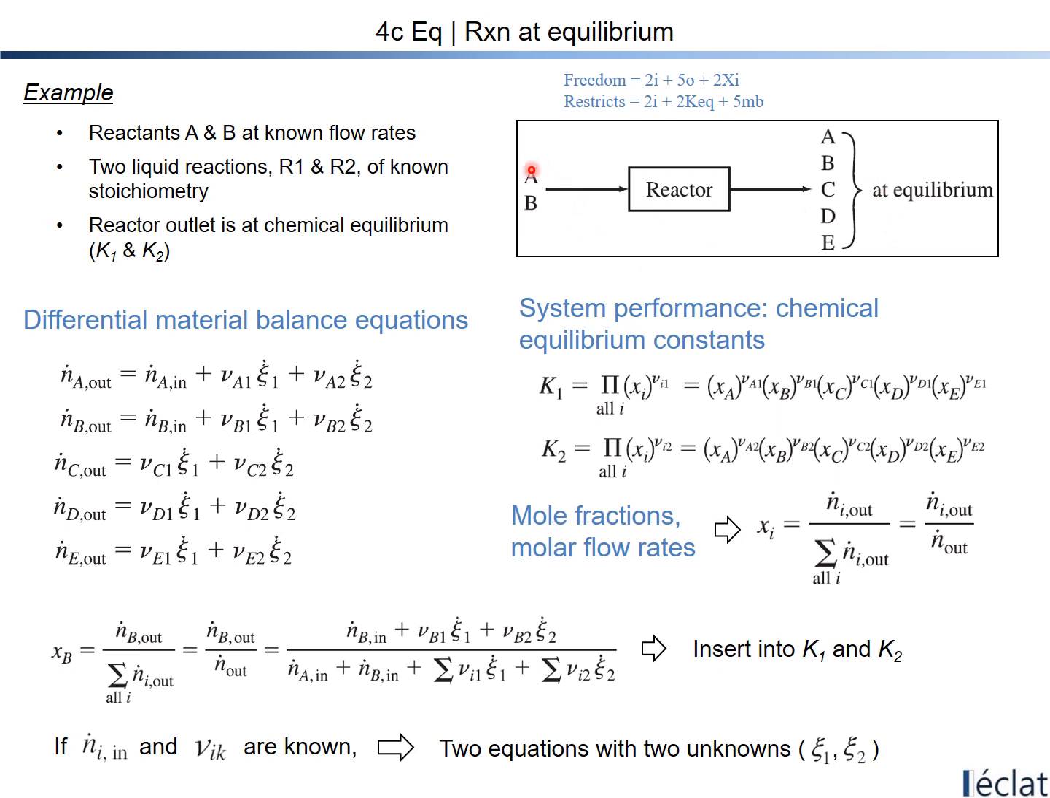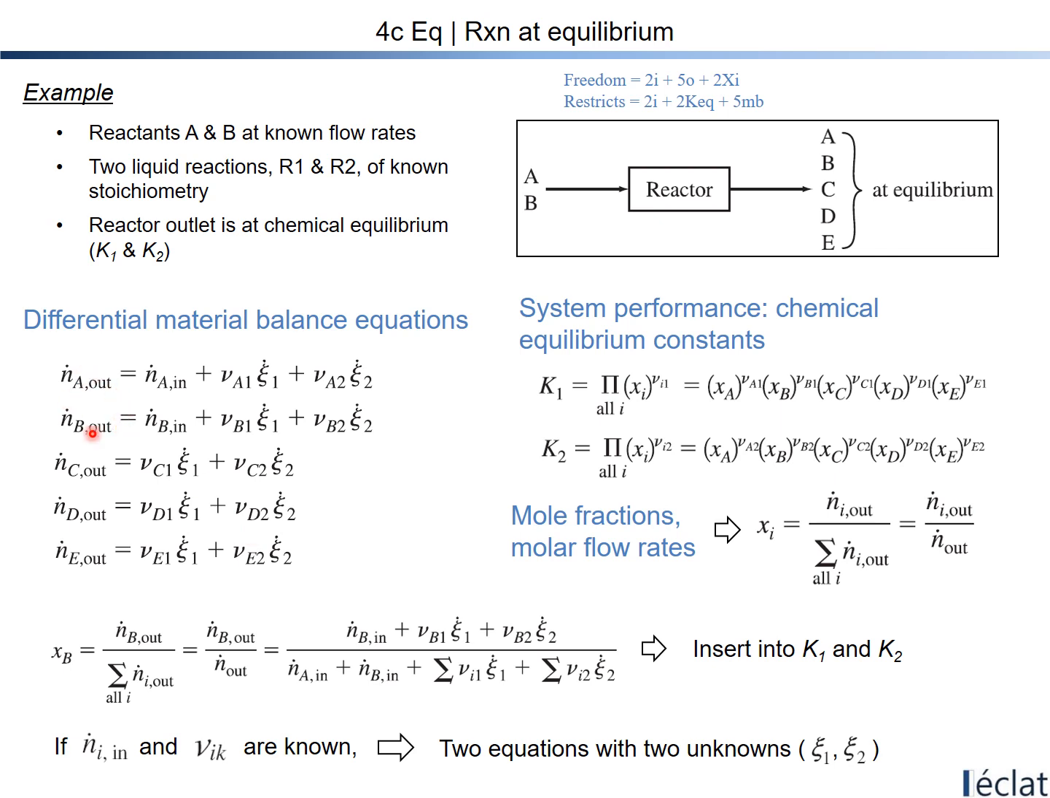Plus we have 5 compounds as the components of material balance equations. Therefore we would have 5 material balance equations. So 9 restrictions, then degree of freedom is 0. Then let's solve this problem. Here are the 5 material balance equations.